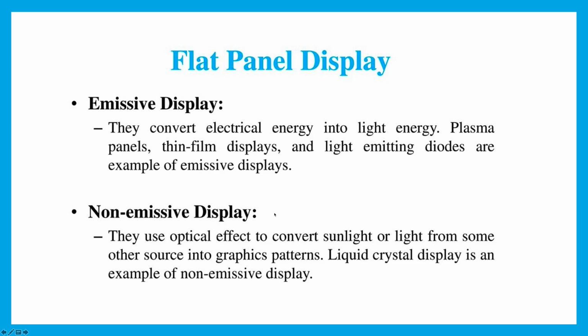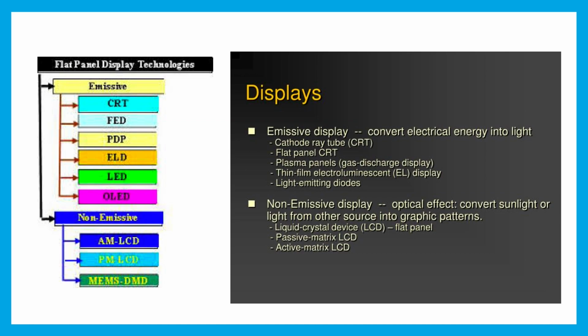So for the liquid crystal display, or LCD, it's a non-emissive display because you have to have an optical effect to convert the sunlight or light from some other source. If you have an emissive display, as in plasma screens, it converts the electrical energy into light. Again, this is just another slide that's showing the difference between emissive and non-emissive. What I want you to know is that an LCD is a non-emissive display, and plasma or old cathode ray tubes are emissive displays. That's all I really want you to know about it right now.